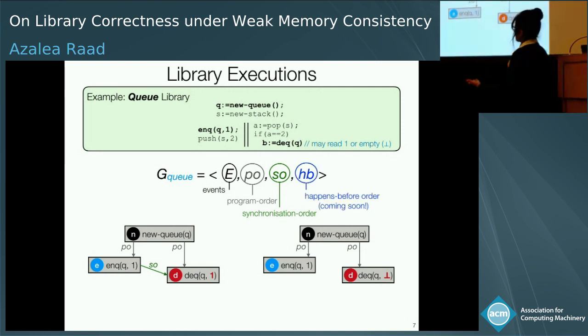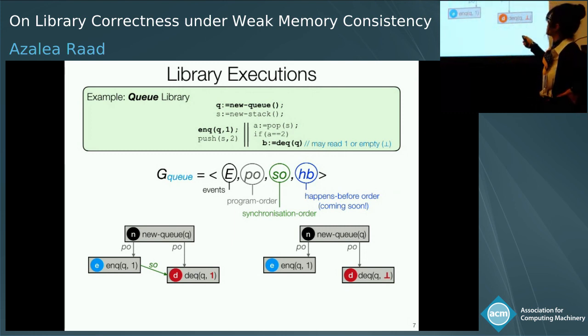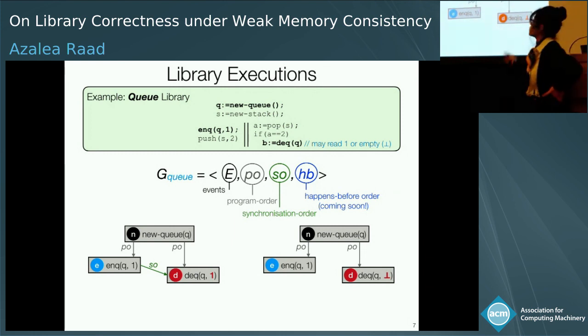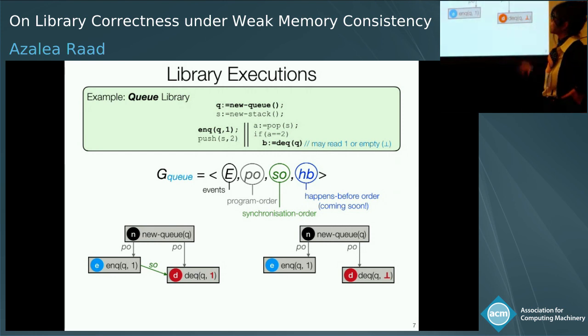And this last component is the happens before relation that I'll come back to in just a moment. Now, if you look at our example a little more closely, you will see that this DQ happens only when the conditional holds. And the conditional holds when you pop, i.e. you read and observe the value pushed by this first thread. So if you observe this, you should also observe the earlier NQ. So you shouldn't be allowed to return empty.